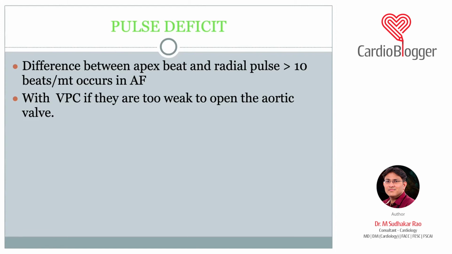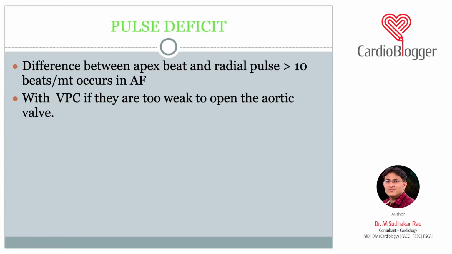And the apex pulse deficit is usually appreciated when the heart rate is high, that is more than 90 or 100. Why? At a lower heart rate it is very difficult to get an apex pulse deficit. So if the patient is on a beta blocker or digoxin therapy and the heart rate is 50 to 60, never comment on an apex pulse deficit, because the examiner may ask you, and it is very difficult at that time to get a difference of more than 10.